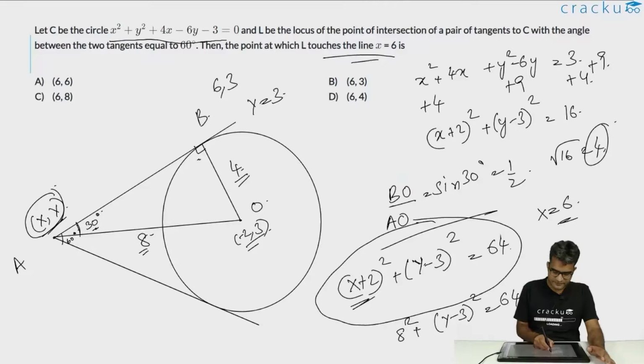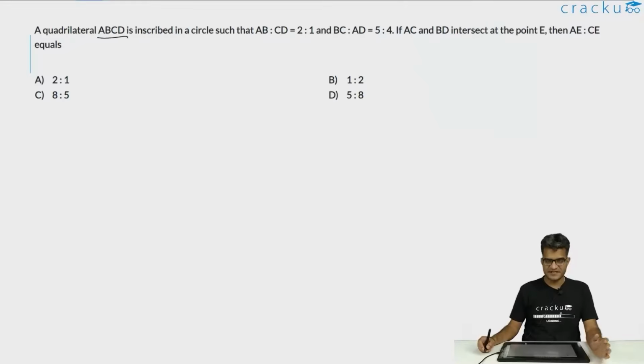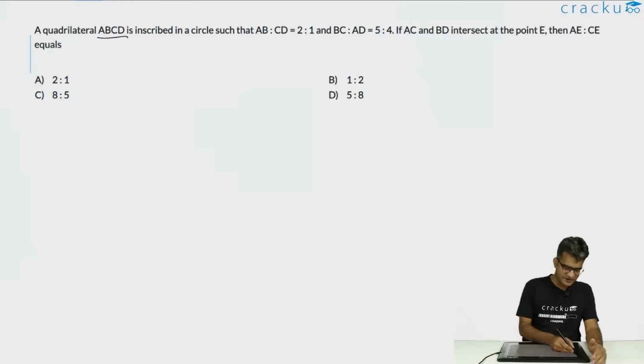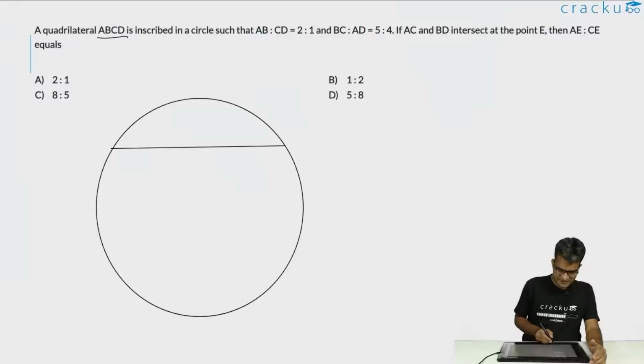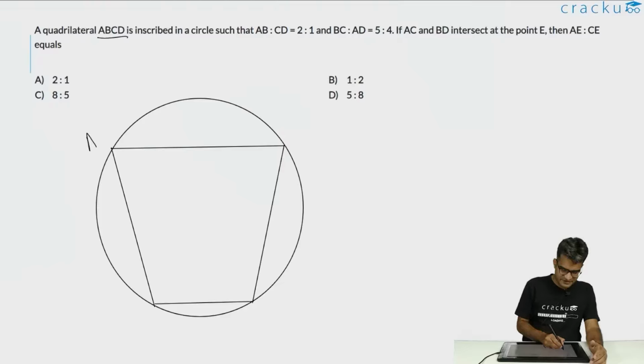In this question, we are told that there is a quadrilateral ABCD which is inscribed in a circle. So it is a circular quadrilateral. It will look something like this. This is the circle. Let us assume that this is the quadrilateral. This is AB, and this is CD. This is BC, and this is A, B, C, and D, and BD and AC intersect at E.